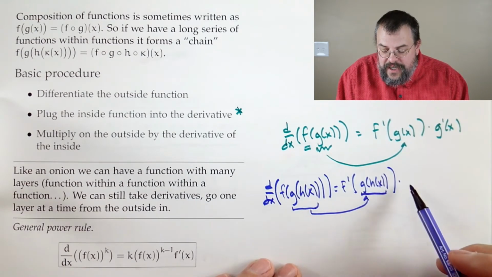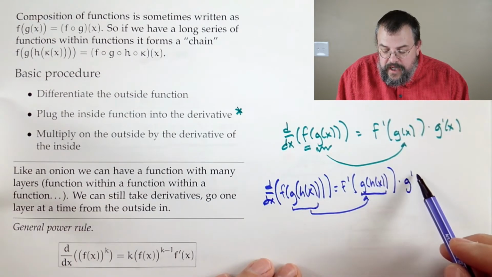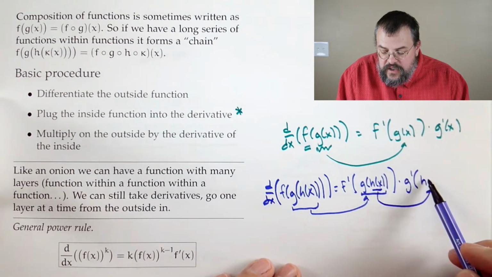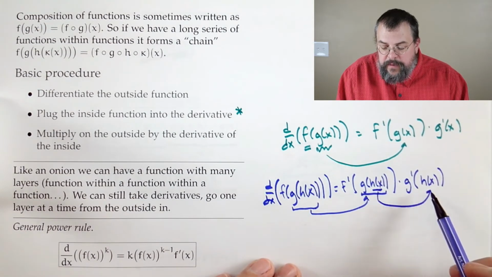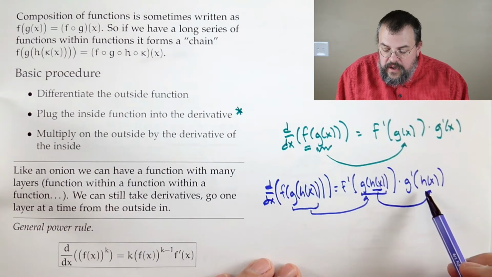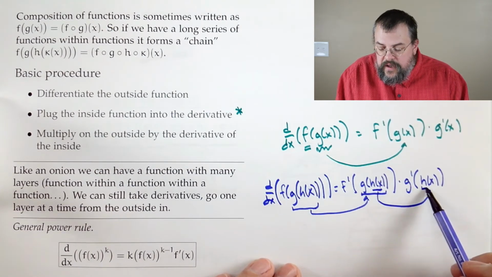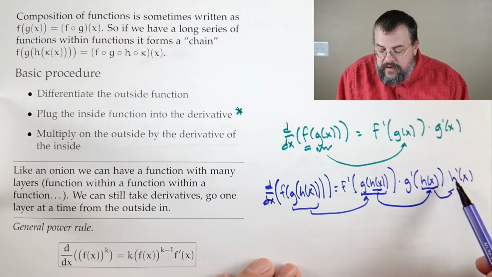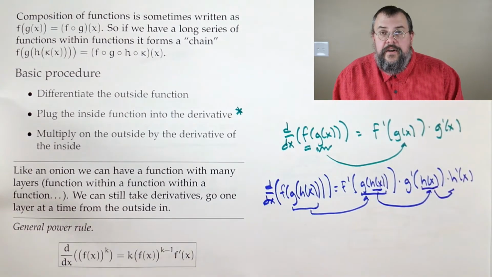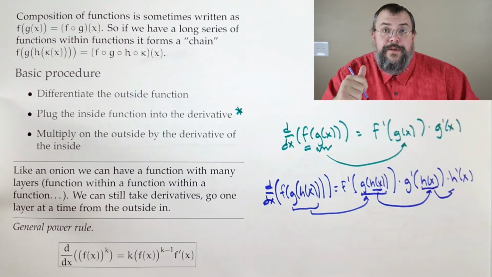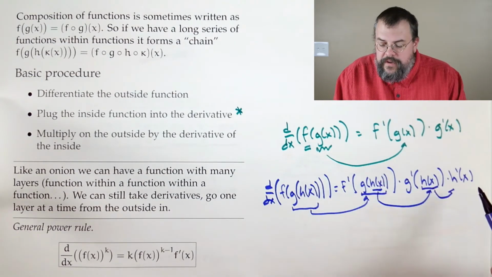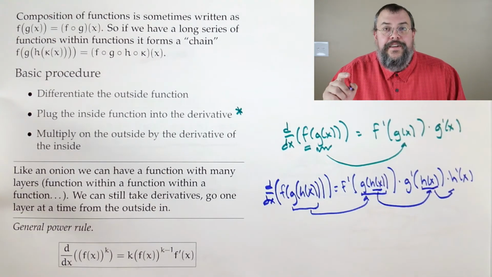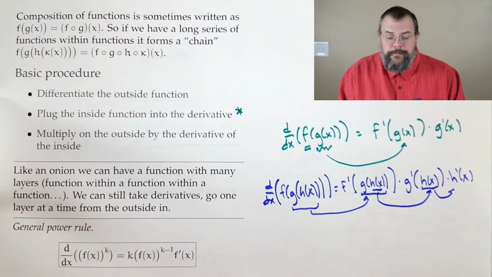So the derivative of g is g prime, but plug the inside in. So h of x times the derivative of the inside. Well, okay, what's the derivative of the inside? Well, that's going to be h prime of x. All right, and you could say, can we keep going? Well, you could. What's the inside? It's x. And what's the derivative of x? It's 1. And so you're done.